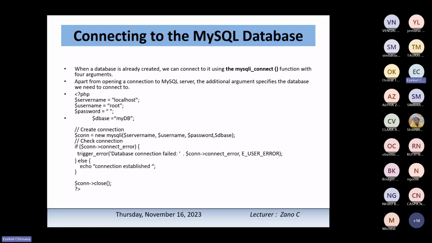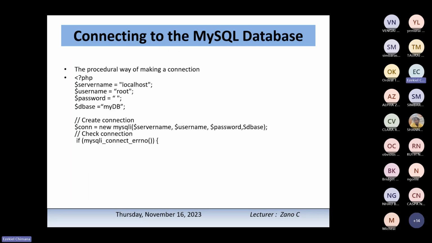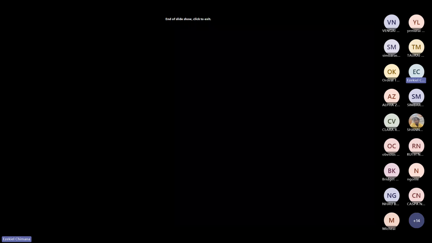So if you do not have the database and you want to create it first, you can use the first approach that you were using: first connecting to the server and then next connecting to the database. But if you already have the database, you can just use this one and get into the database and run the queries that you want. So this is the procedural way of making a connection. And I think we have enough for this one.